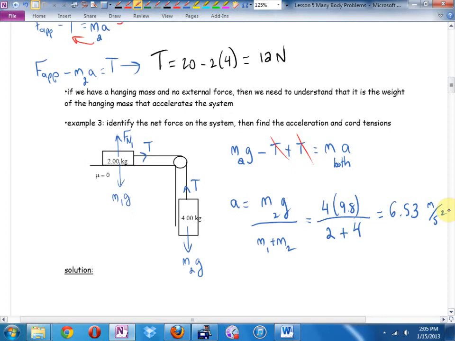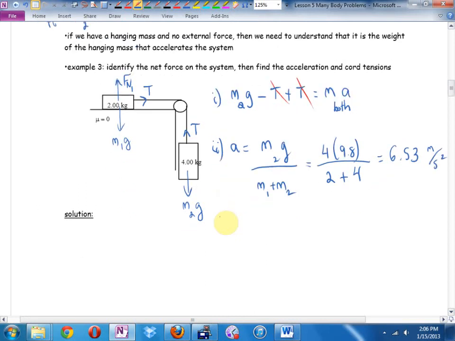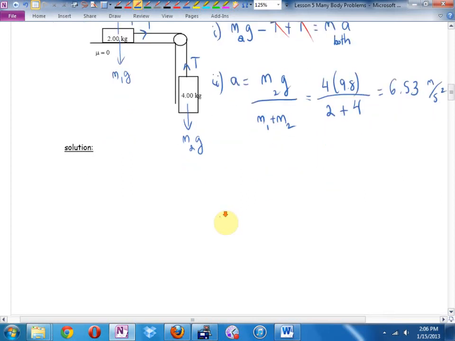So example 3 said, identify the net force, check. Find the acceleration, check. And find what? Tension. To find the tension, I'm going to look at one mass. Which one? Doesn't matter. I'll get the same answer for both, although one will be less work. Greg, do you want me to find the tension using mass 1 or mass 2? Mass 2, the hanging one? Okay. I'm actually going to do both.